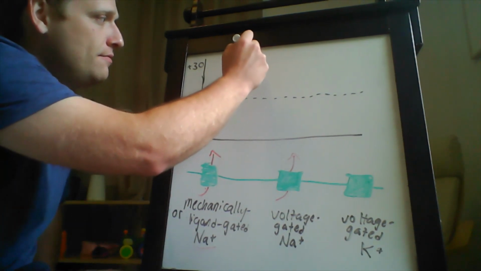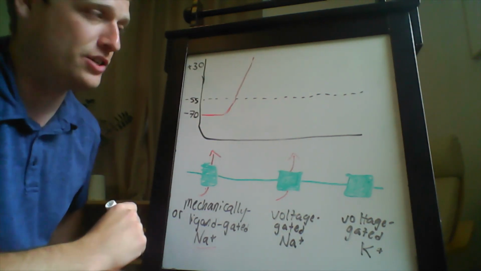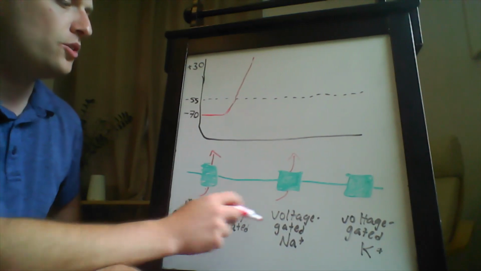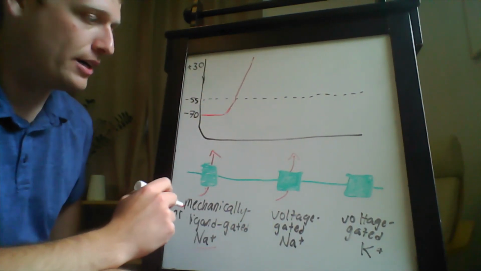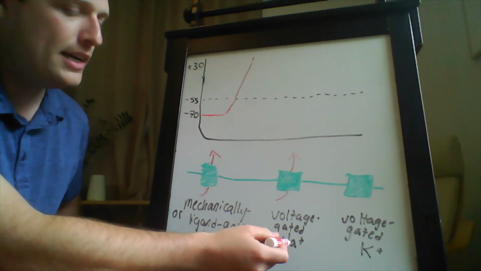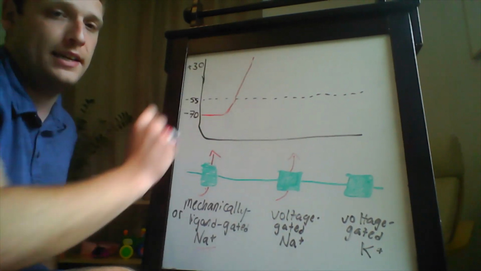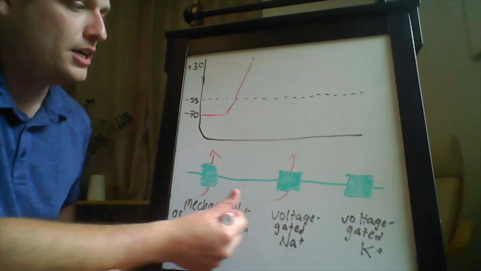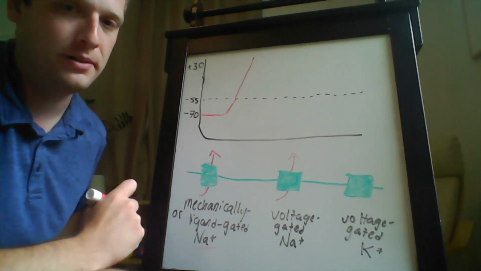So this increase, this depolarization, that is the action potential. After that action potential occurs and the cell is now depolarized, these voltage-gated sodium channels are going to start to close. And actually, during the action potential itself, you get voltage-gated potassium channels starting to open.